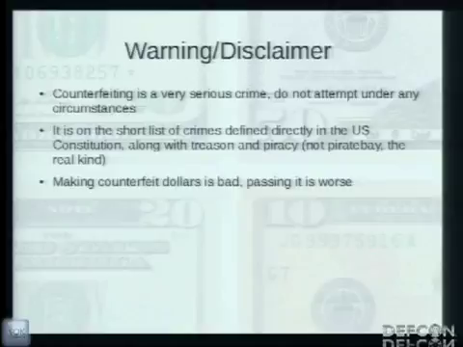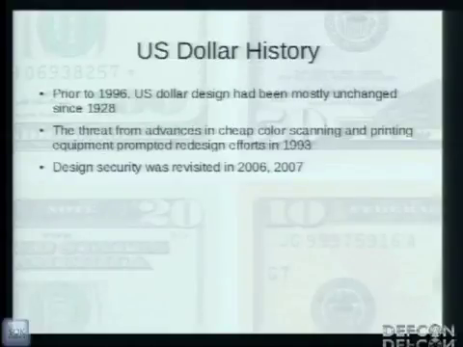To give you an idea of the level of severity, it's actually defined directly in the Constitution alongside treason and piracy, not software piracy. The Secret Service, who investigates and arrests counterfeiters, does so in a way that tries to maximize the conviction rate, and they boast a conviction rate of over 90%. They also heavily emphasize investigations of amateur counterfeiters.